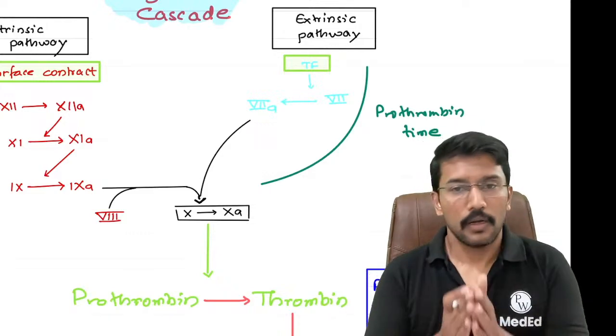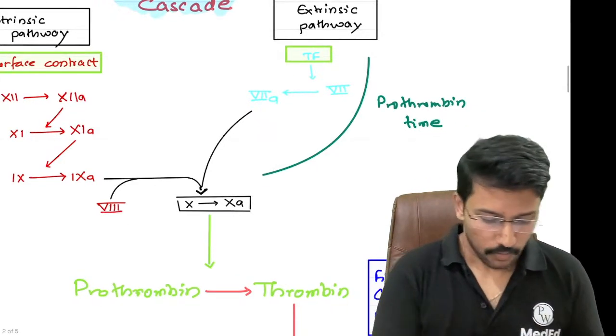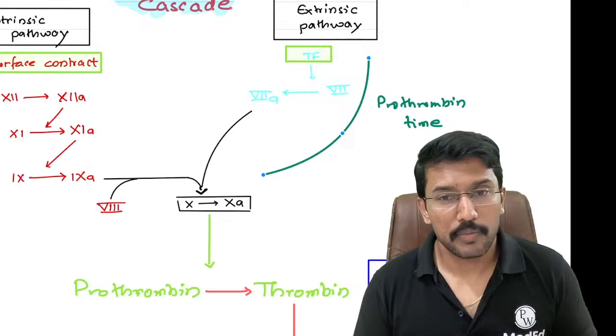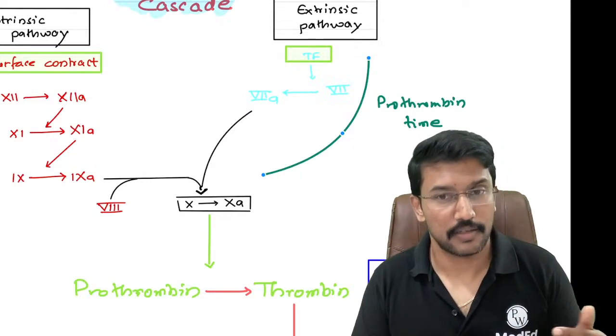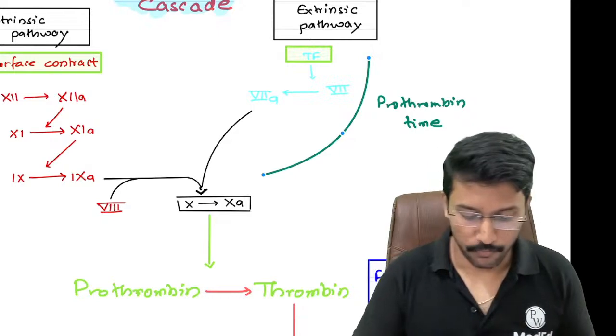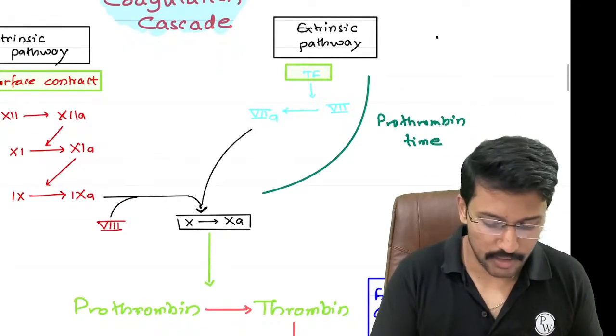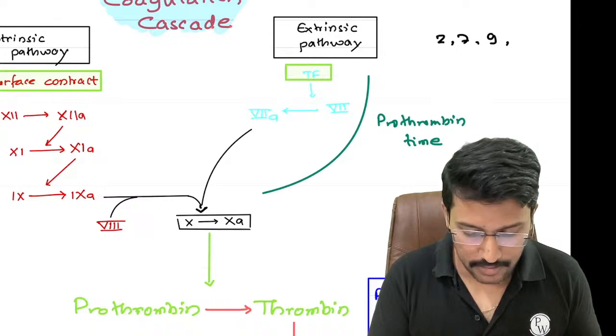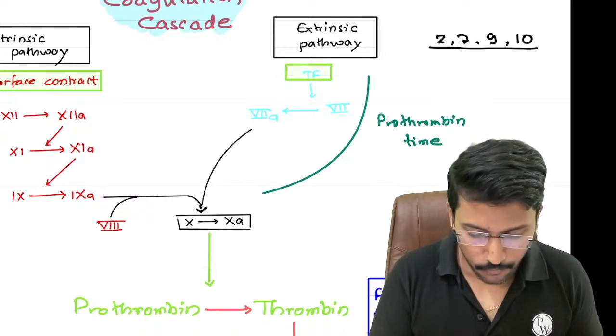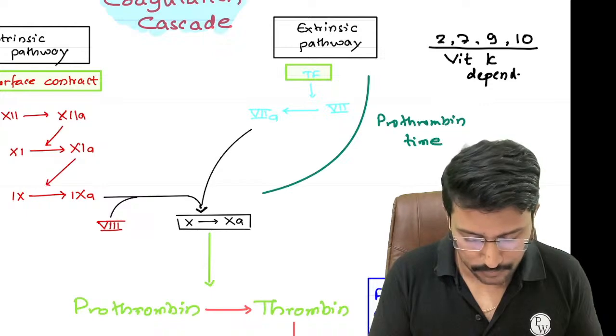Okay. Now, why do we have elevated prothrombin time in chronic liver disease patients? Because liver is the site of synthesis of various coagulation factors, particularly those which are vitamin K dependent. What are the vitamin K dependent coagulation factors? 2, 7, 9, 10, right? These are vitamin K dependent coagulation factors.